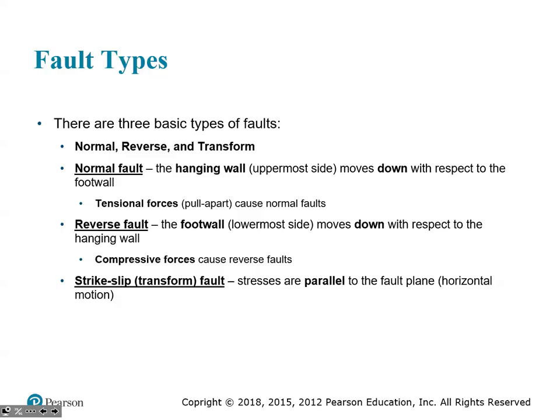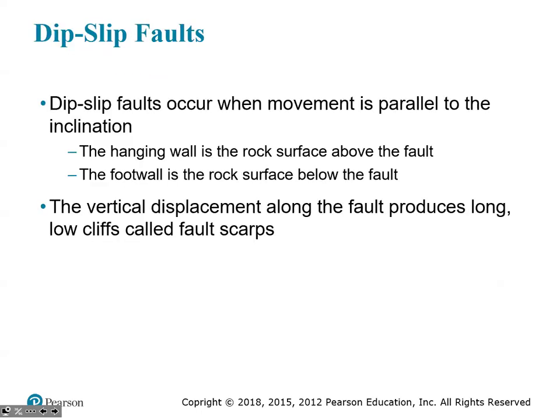And a strike slip or transform fault is caused by shear forces where the stresses are parallel to the fault plane. This is horizontal motion. So normal and reverse faults are vertical motion, strike slip or transform faults are horizontal motion. So dip slip faults, that covers both normal and reverse faults, occur when movement is parallel to the inclination.